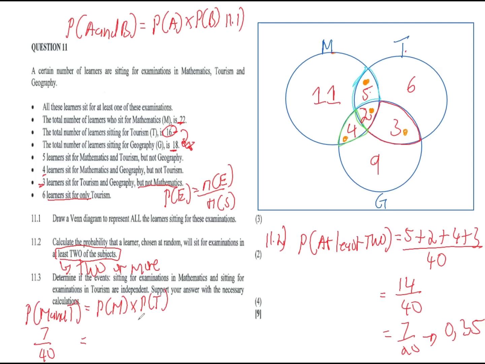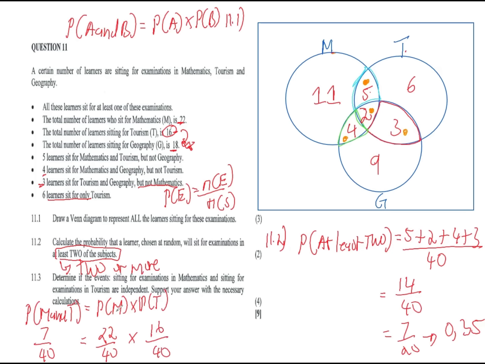Now, what is the probability of a learner doing maths, right? The probability of a learner doing maths is 22 over 40. And then the probability of a learner just doing maths, not maths only, just doing maths. They can be doing tourism and geography. We just want a learner that does maths, right? Not maths only, maths as a whole. Then the probability of getting a learner that's doing tourism, irrespective of whether they have maths and geography, just everyone who's doing tourism. That's 16 over what? 40.